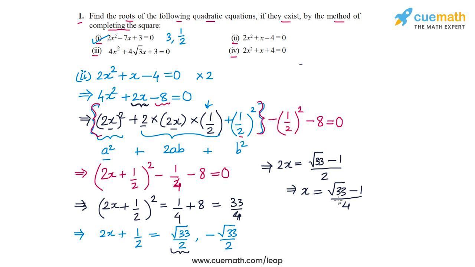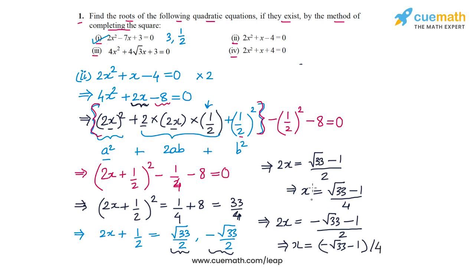So this is one value of x, this is one possible root. The second root is if I take this second value on the RHS, so in that case I will get 2x is equal to minus root 33 by 2 minus half, so minus root 33 minus 1 by 2, and in this case x is minus root 33 minus 1 by 4.